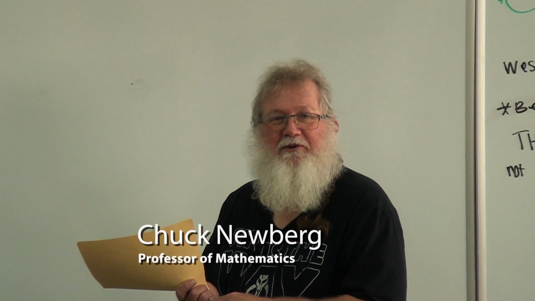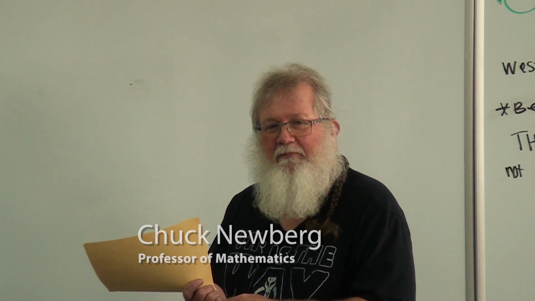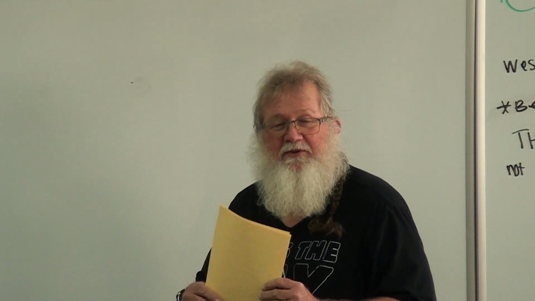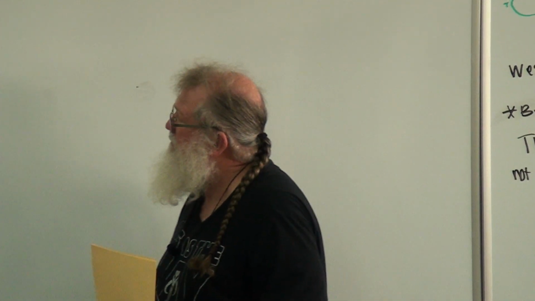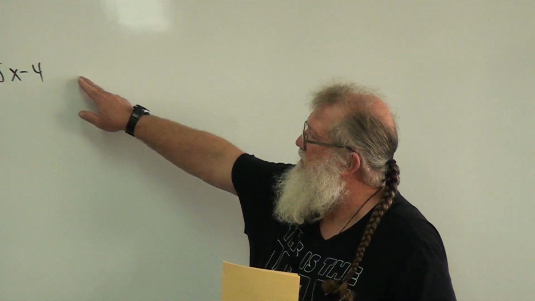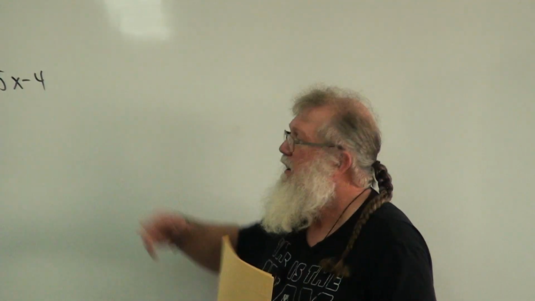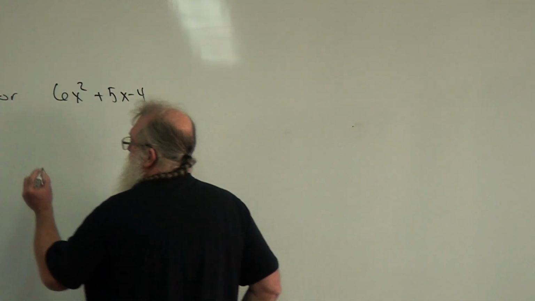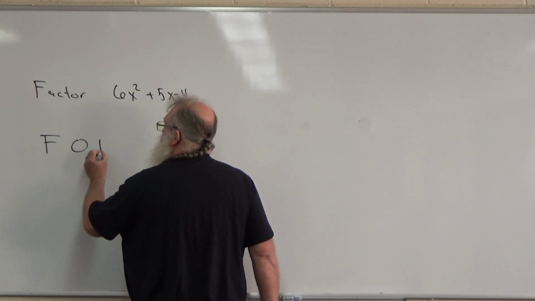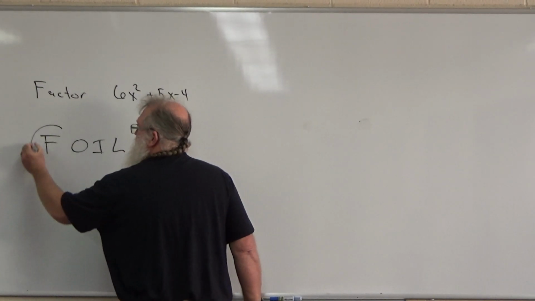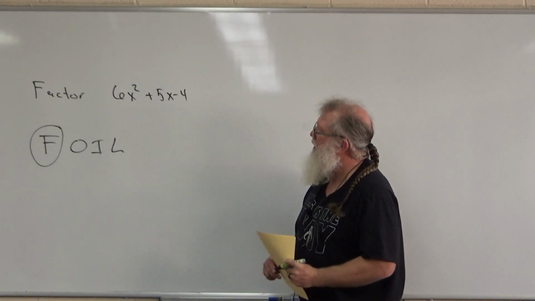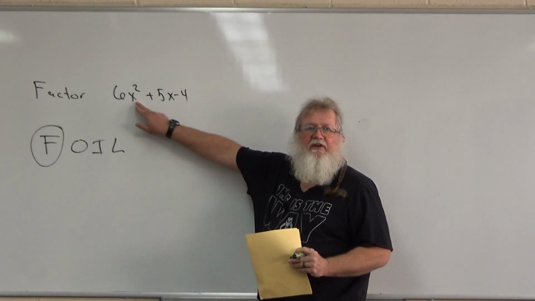I'm actually going to show you a different way of factoring, an algorithm that sometimes comes in handy. But let's start with this polynomial right here, 6x squared plus 5x minus 4. And let's factor it the traditional way, what we call the FOIL method. In the FOIL method, the first thing we do is look at the first term. How can I get a 6x squared?